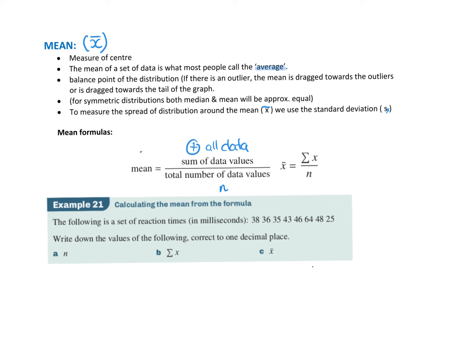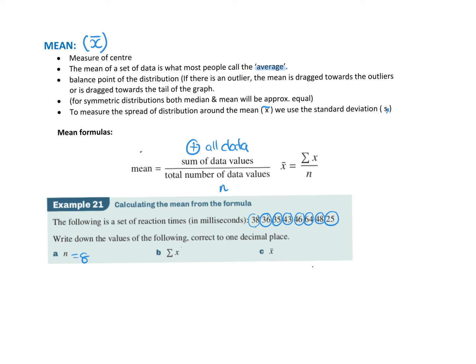So if we have this set of data, just to understand our formula here, or these symbols. When we know N, that's the total number of data. We just add up how many people, or how many things we have. So here N is 8.